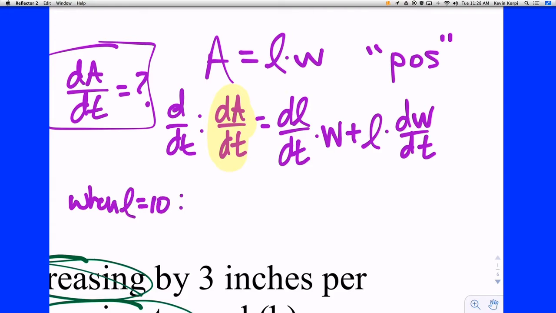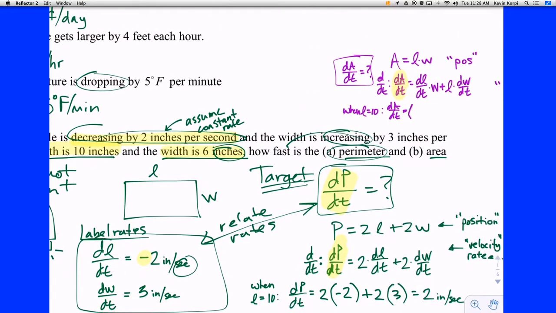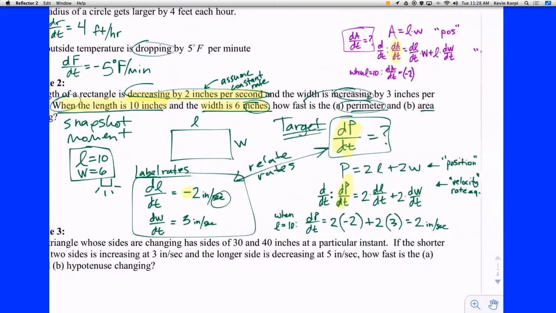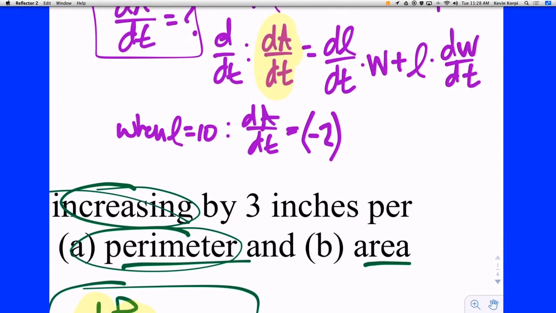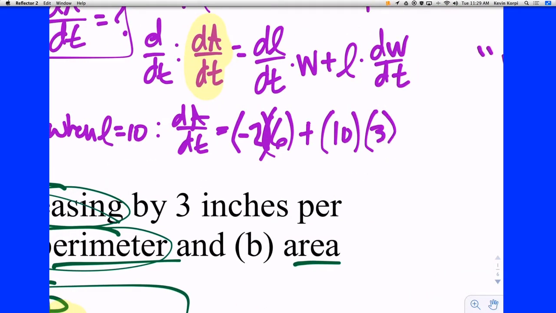When L equals 10, dA/dt equals, and now we just plug in very carefully. dL/dt was -2. W at the moment, this is where your snapshot moment comes in. You don't plug these in before you take the derivative, only after. W is 6 plus L was 10, and dW/dt was positive 3. Now, if you simplify that, you get negative 12 plus 30, which is 18.